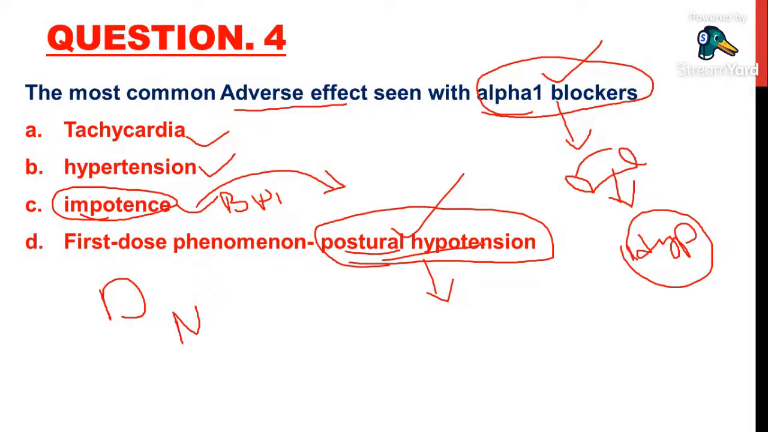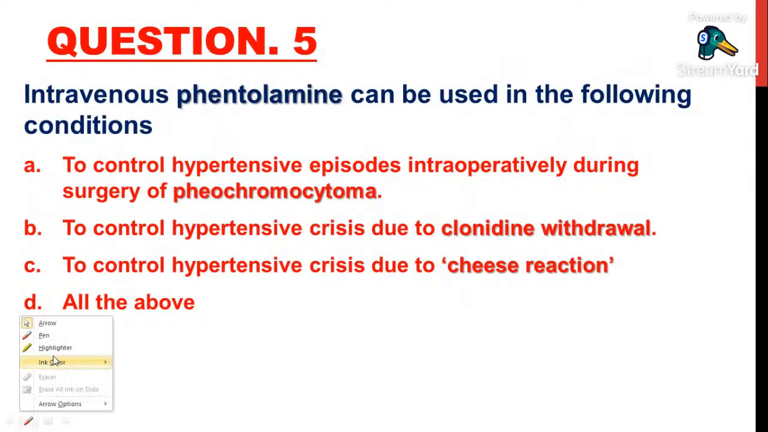Fourth question is also very easy. Now we'll go with the fifth question. Intravenous phentolamine. Just now we have seen the phentolamine test. Intravenous phentolamine can be used in the following conditions, is the question. IV phentolamine is used in all these conditions.